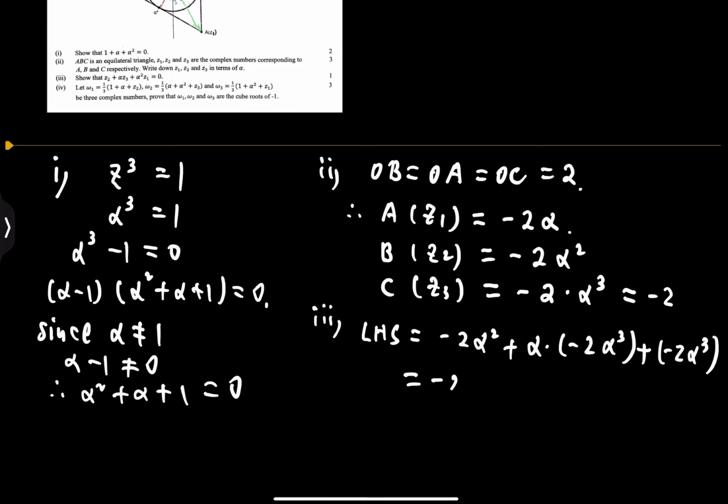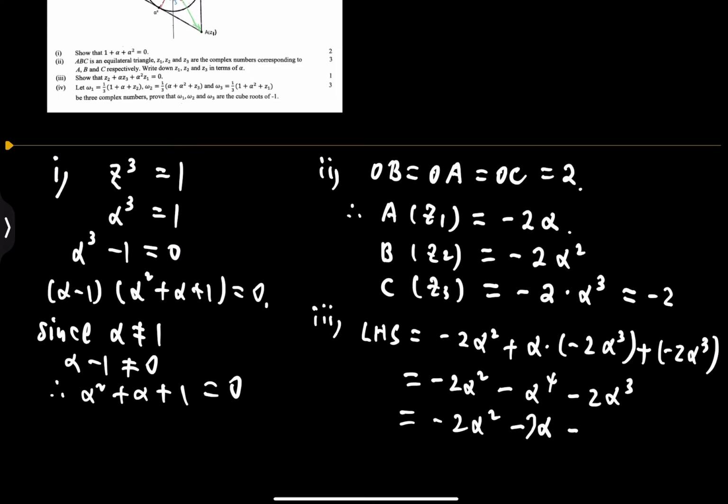The first one is still negative 2 alpha squared. The second one will be negative 2 alpha to the 4. The last one will be negative 2 alpha cubed. So then continuing, negative 2 alpha squared. Alpha to the 4 will be equal to alpha cubed times alpha. And alpha cubed is 1 because it's the root of unity, which is 1. So then it's the same as alpha. And alpha cubed is 1, so minus 2.